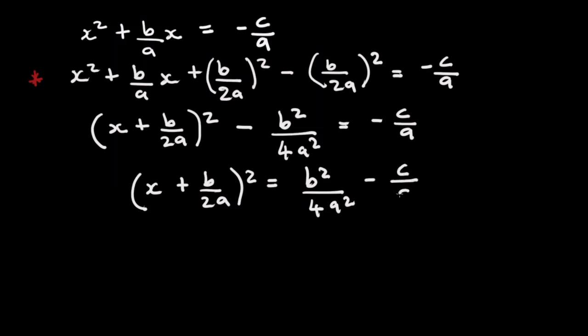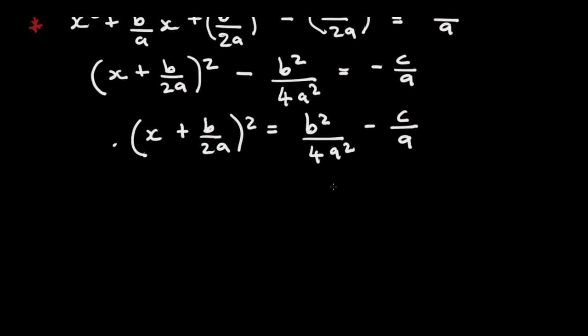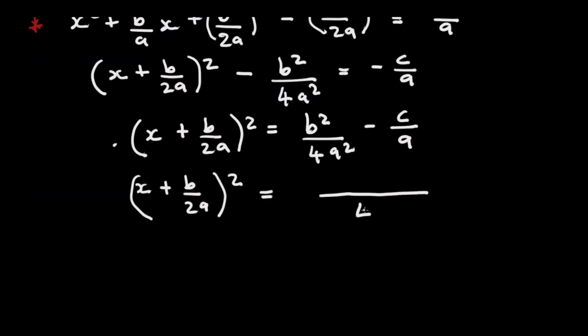What do we do if we want to remove this square? We introduce the square root. But before we do that, let us simplify the right hand side. So here it's x plus b over 2a, squared, is equal to, the common denominator here is obviously 4a squared. 4a squared into 4a squared is 1. 1 times b squared is b squared. Minus a into 4a squared, it's 4a. Then times c, that's 4ac.